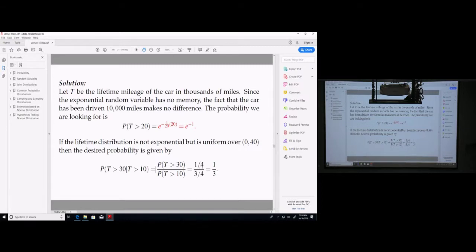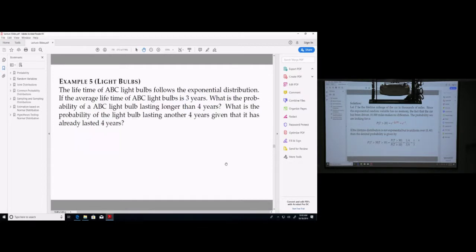Because the whole interval is 40, now from 30 to 40, the length is 10 out of 40, the total length. So this is 10 over 40. And from 10 to 40, the length is 30. So it is 30 over 40. So as a result, it is 1/3. So the probability here is pretty close. This is 36 and this is 33. But I believe either of these is not very reasonable modeling. But it is an academic example anyway.